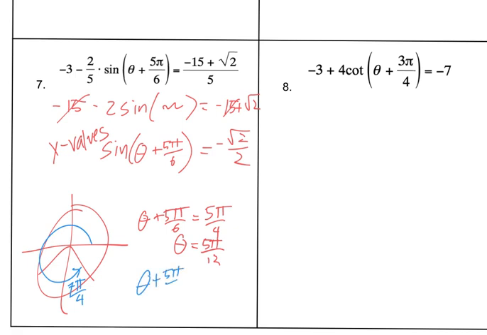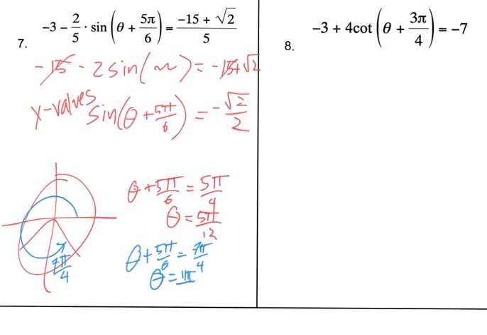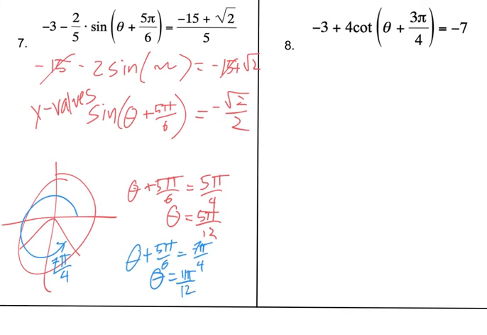So 5 pi over 6 is equal to 7 pi over 4. Moving that to the other side in exactly the same way we just did, that'll give us 21 pi over 12 minus 10 pi over 12, which is 11 pi over 12. And just like the previous part of this, we don't have to go any further because that is within our domain.